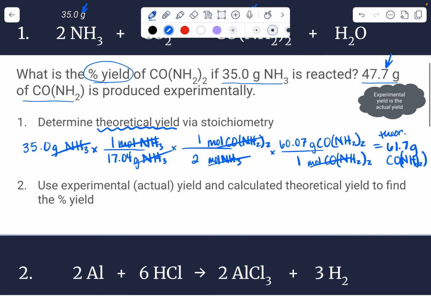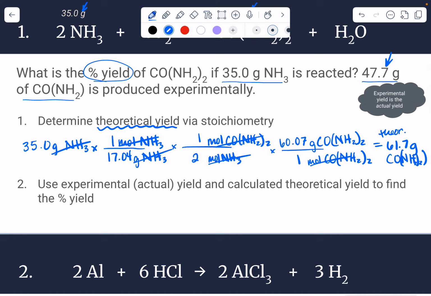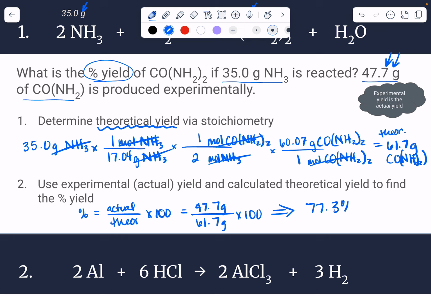Okay, so now you're going to use the percent yield formula, because we know percent yield is the actual over the theoretical times 100 to get it into a percentage. Your actual amount is what you had created in the lab, that value that was given to you, 47.7 grams. Your theoretical, what you should have made, is 61.7 grams, and your overall percent yield is 77.3%. So what that means is you lost some product somewhere in the mix.